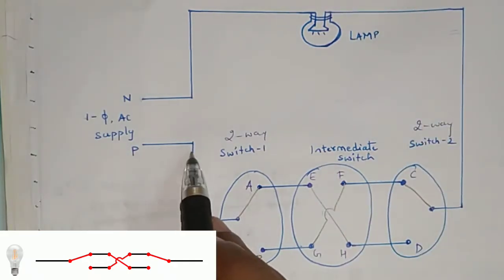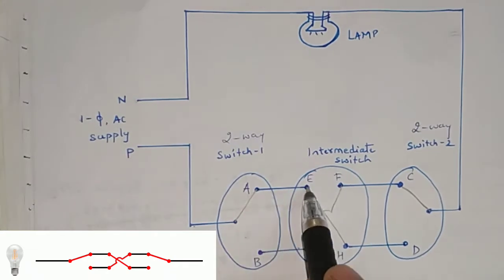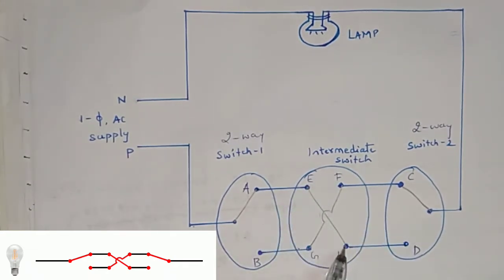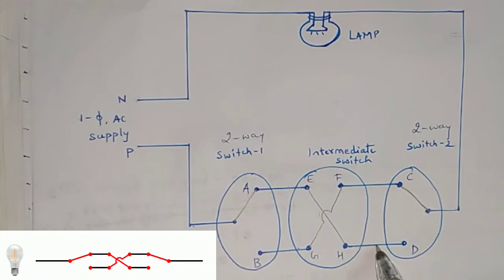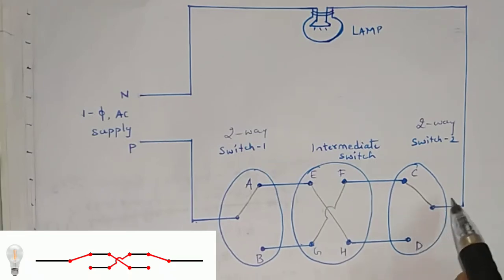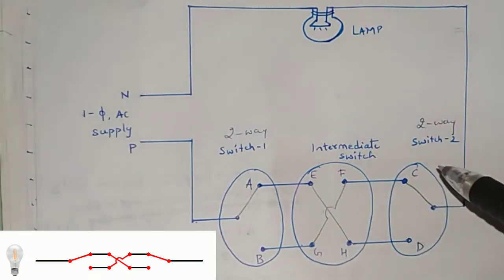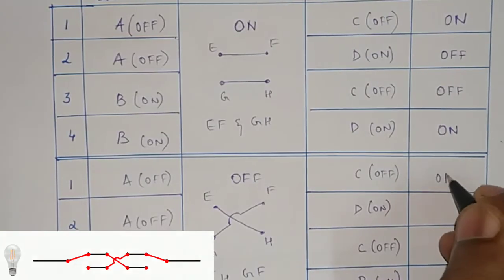Now I'll check whether the current will reach the lamp terminal or not. From phase it will start. From phase it will reach till the A terminal. From there it will reach till E. From E there is a path to H. From H it will reach till D. When it reaches D, you can see there is an open circuit. Further, current can't flow from D to the lamp. So this is an open circuit for this condition, and therefore the lamp will be in off condition for this case.